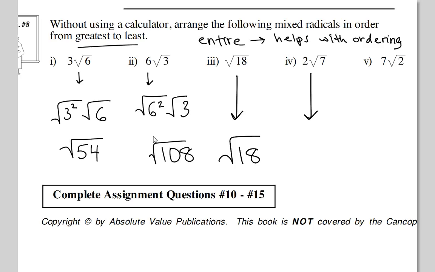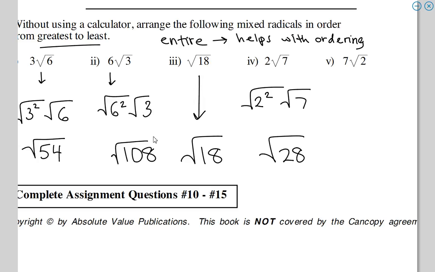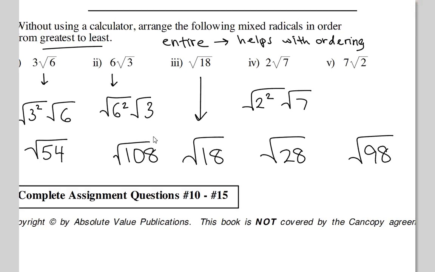Next one, what would 2 look like? 2 squared square root times 7, so 4 times 7 is 28. And the last one, 7 would become 49. 49 times 2 is 98. Order from largest to least by putting a 1 beside the largest. 1, then 2, then 3, then 4, then 5. Okay, that's your last class example.